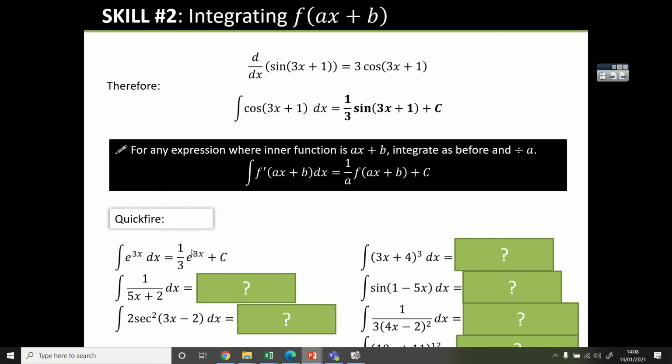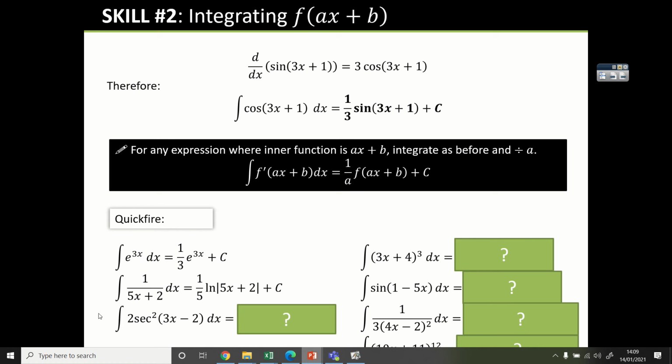And if you check, you can differentiate back again, and if you differentiate your answer, the 3 comes out, it clears the 1/3 back to a 1, and so it goes back to e to the 3x. Okay, 1/(5x plus 2) is the next one. This is of the form 1/x, and the inner function is 5x plus 2. 1/x integrates to ln, so 1/(5x plus 2) will integrate to ln of 5x plus 2. But because of the 5, we're going to divide it by 5 as well. So it's 1/5 ln(5x plus 2) plus c.